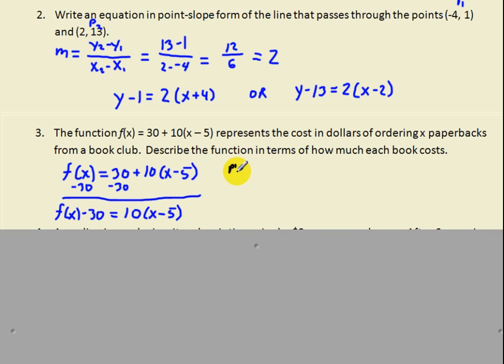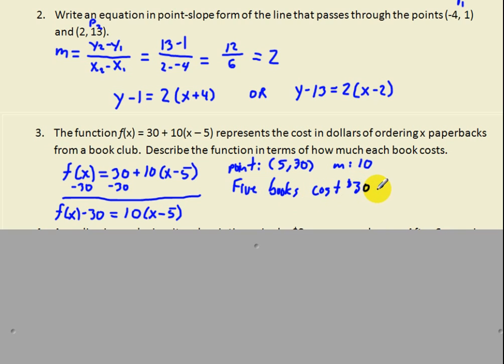So we have a point at (5, 30), and we have a slope of 10. And what that tells us is 5 is our input, that's going to be the number of books, and 30 is the output. So at this point, if you buy 5 books, your cost will be $30. So we can say 5 books will cost $30.